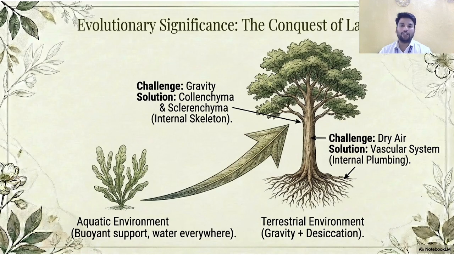Challenge: gravity. Solution: collenchyma and sclerenchyma. They are the internal skeleton of the plant body, also known as simple tissue. Challenge: dry air. Solution: the vascular system provides internal plumbing to the plants. In an aquatic environment, some parenchyma cells provide buoyancy support. Then terrestrial environment: gravity plus desiccation, addressed by the root meristem.